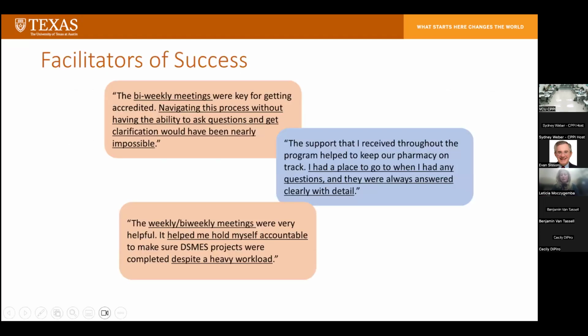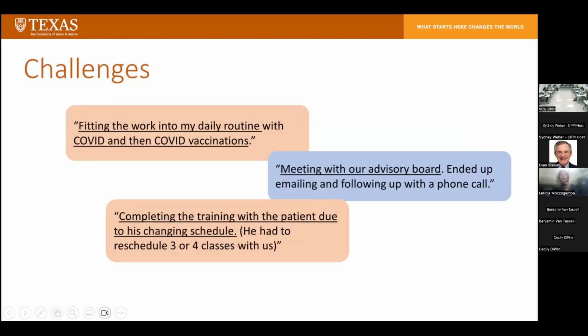And then this is just a snapshot of some of the facilitators of success, from the pharmacist perspective, what facilitated them getting to the end of the accreditation process. They talked about the biweekly meetings, and then knowing where to go when they had questions. So this one-on-one and group mentoring really, really helped. And then of course, some of the challenges that occurred: fitting the work into the daily routine, especially with COVID, and then completing training with the patient due to the changing schedule.